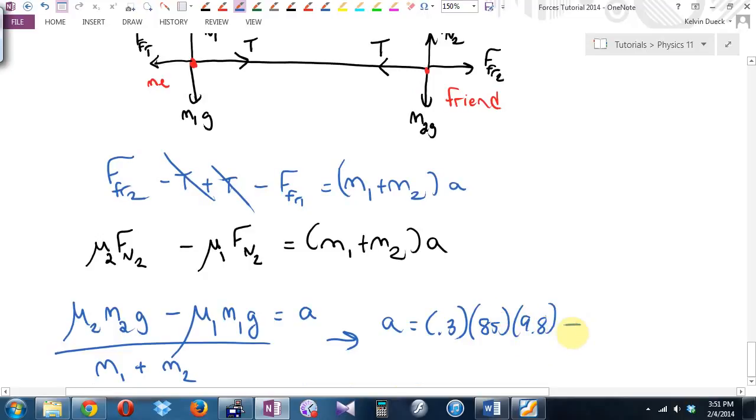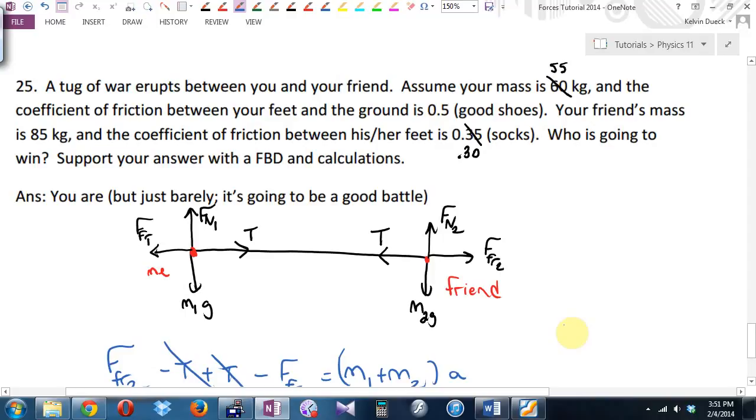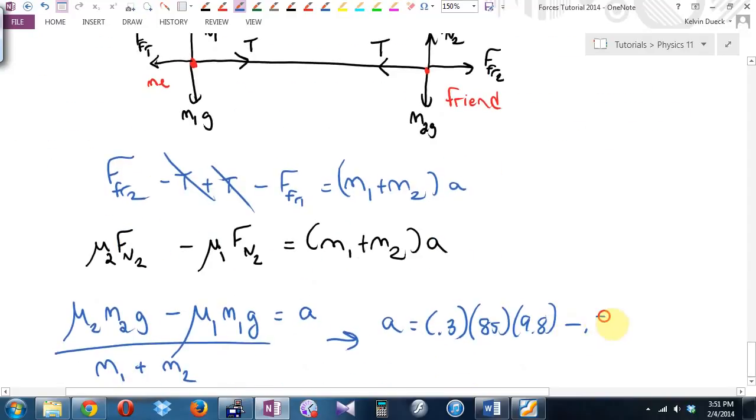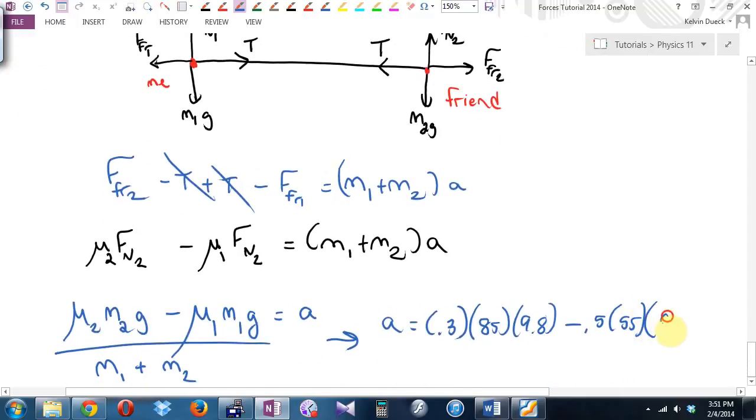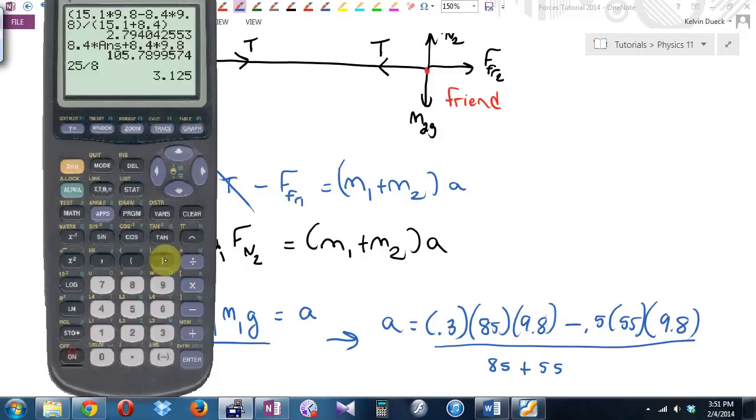9.8. Take away 0.5. What did I say? 55. But I made myself a little lighter. Times 9.8. All divided by 85 plus 55. Bracket 0.3 times 85 times 9.8 minus 0.5 times 55 times 9.8, divided by bracket 85 plus 55.